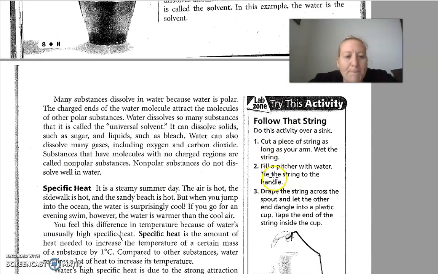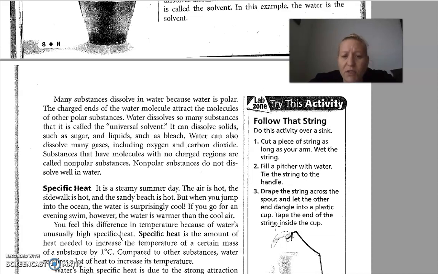Many substances dissolve in water because water is polar. The charged ends of the water molecule attract the molecules of other polar substances. Water dissolves so many substances that it is called the universal solvent. It can dissolve solids such as sugars and liquids such as bleach. Water can also dissolve many gases, including oxygen and carbon dioxide.